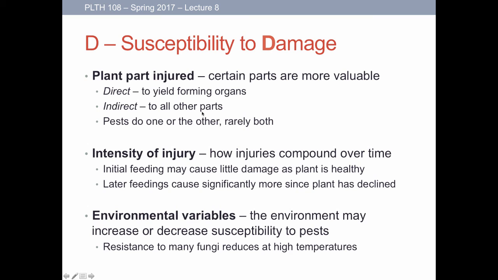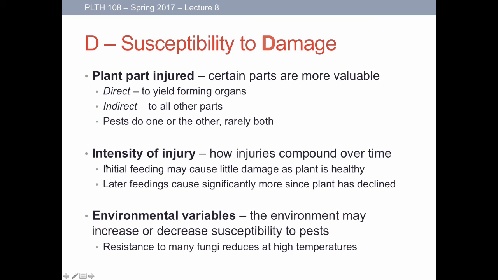The intensity of the injury, so how injuries compound over time. There are certain pests where if you have a low number of infestation, they cause a low amount of damage, but as they accumulate in numbers, we don't see a linear increase in damage, we see an exponential curve. You have low damage, low damage, low damage until you hit a certain threshold, and then suddenly there's high damage. So in that case, initial feeding may not be a problem, but if we've had the pests for a while, we need to start worrying about them.